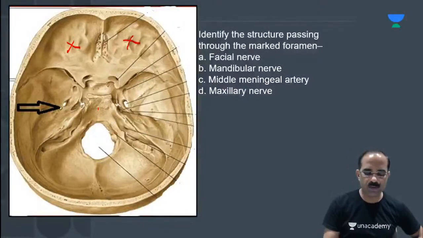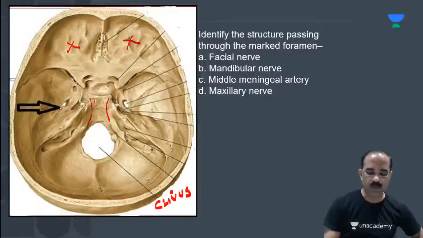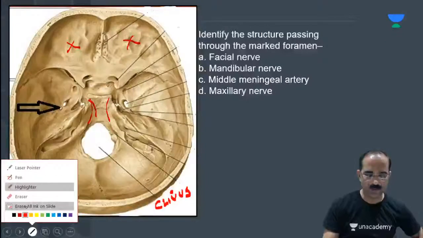Who lies here? What is this? What is this slope known as? This slope is known as the clivus. And who's lying on this clivus, students? Any idea who's lying on this clivus?